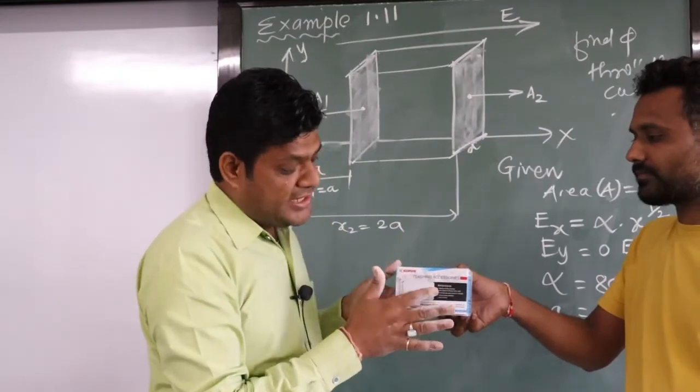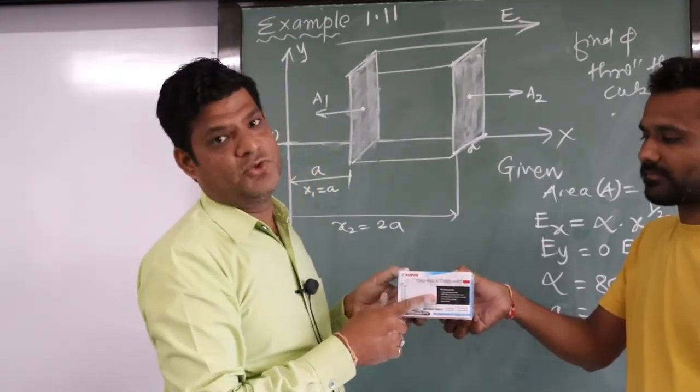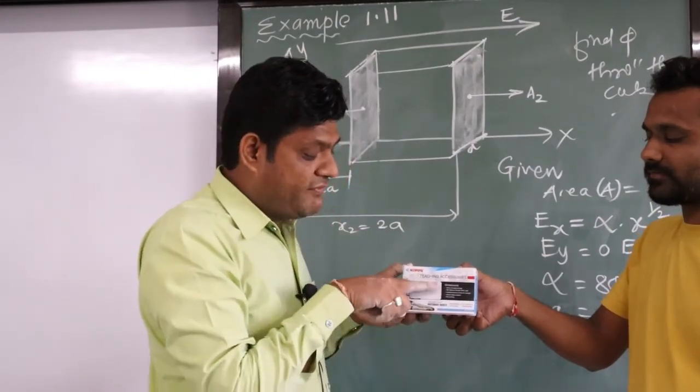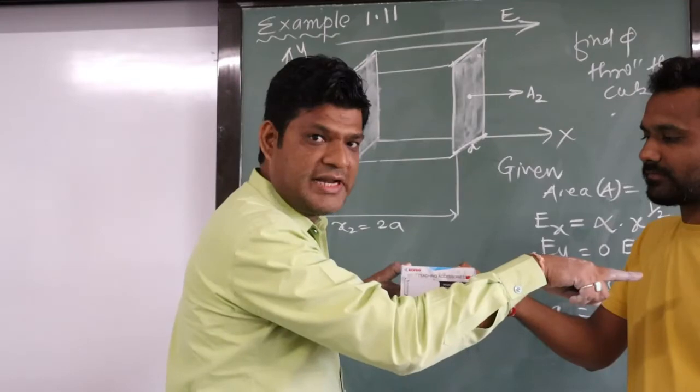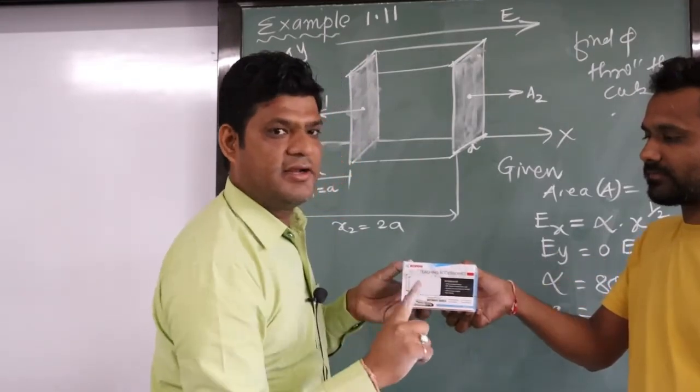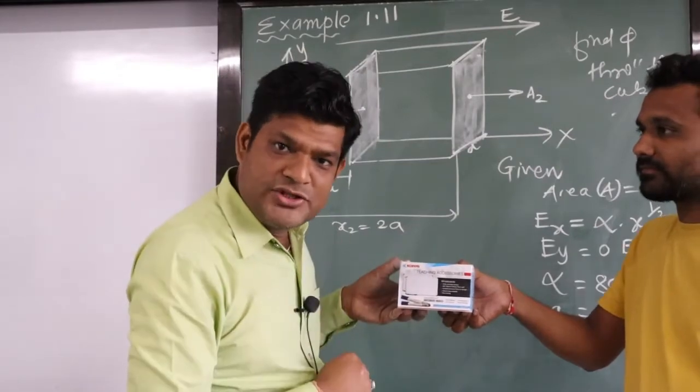So same thing we can discuss for this face also. Area vector is towards you and electric field is in the direction like this. So the angle between them is again 90 degrees, right? So again cos 90 becomes 0.